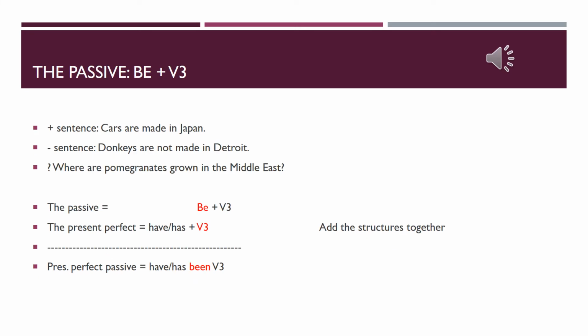Hopefully this slide illustrates, first of all, how you form the passive in positive sentences, negative sentences, and questions. And then also that you never have to memorize the chart on the preceding slide. You can always figure it out. If you remember, the passive is be verb 3, never changes, and that you know how to form be in every tense. So we know the passive is be verb 3. The present perfect is have, has, or verb 3. Add them together. What's verb 3 of be? It's been. So the present perfect passive is have, has, been, verb 3. Pretty cool, huh?